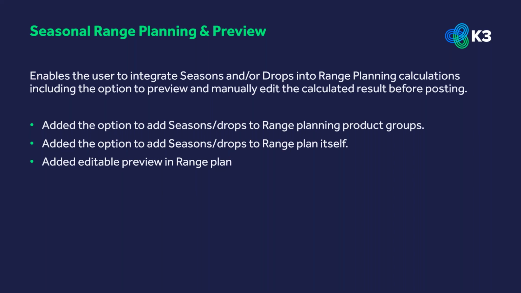And we added a preview in the range plan. Range planning, as it was before, you could set it up and you could calculate and you could post it. And the outcome could be an item coverage record, transfer journal, etc. But you would only see the outcome after actually posting it. Now we added a form preview where you can see the outcome before posting. You can edit it, you can change it, and then post it.